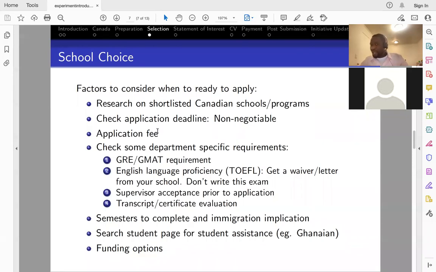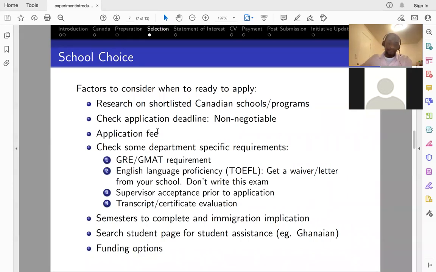Check the application fee. How much are they charging for you to join the program? If, for instance, the application fee is $100, I think that's fairly reasonable. If the application fee is not $100, then you might want to see, hey, is this too much? Is this something that I can pay? Or how best can I contact someone to assist me in that regard? So that's another way of looking at it in terms of the application fee.